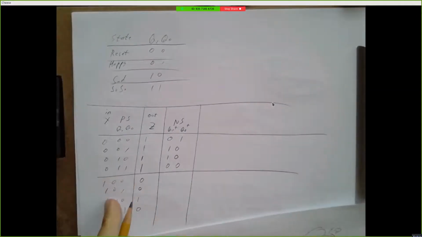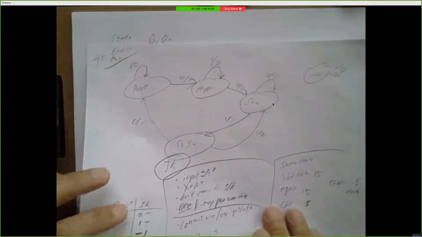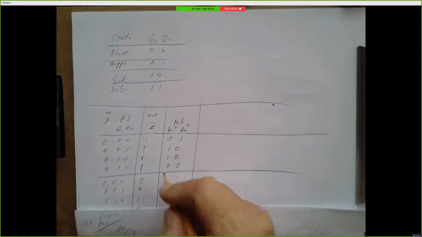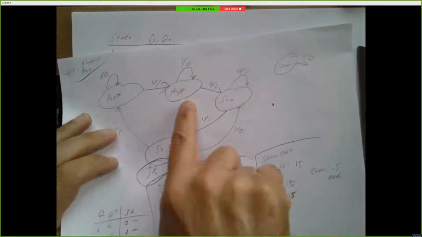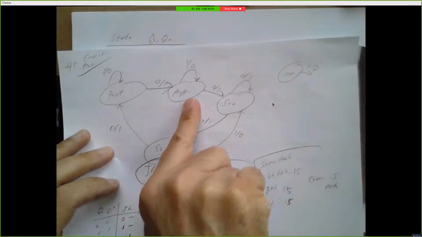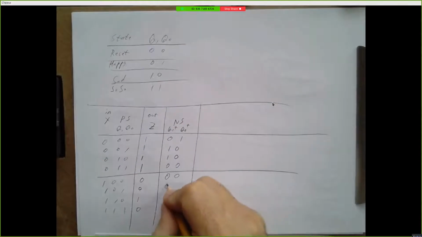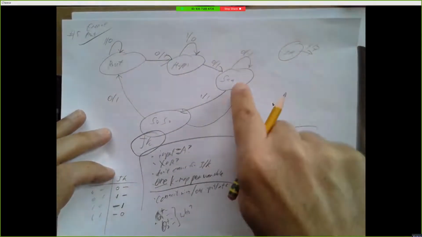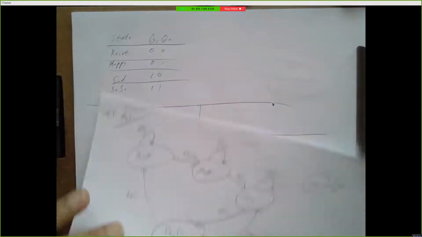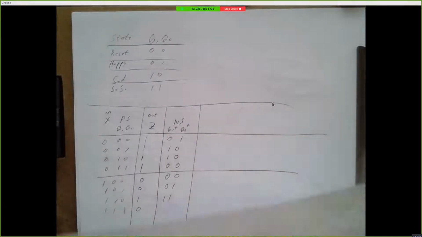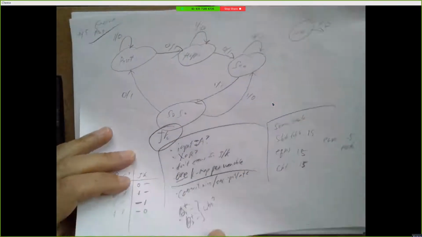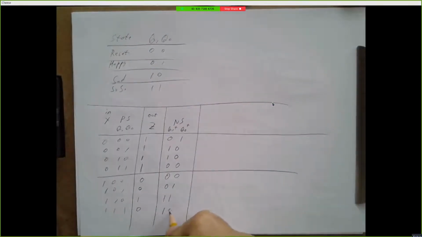And then we have the last 4 rows where the input is a 1. If we're in state 0, 0, input is 1, we stay in 0, 0. If we're in state 0, 1 and the input is 1, we stay in 0, 1. If we're in 1, 0 and the input is 1, we go to state 1, 1. And if we're in state 1, 1 and the input is 1, we go back to 1, 0, and that's the only sort of backwards direction.